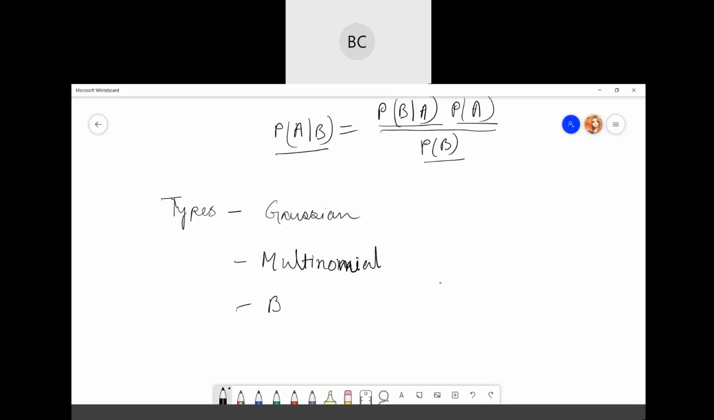Third one is Bernoulli. It works just similar to multinomial, but the predictor variables are independent Boolean variables here. So if a particular word is present or not in the document, it can just see that. So here predictor variables are independent Boolean variables in case of Bernoulli.